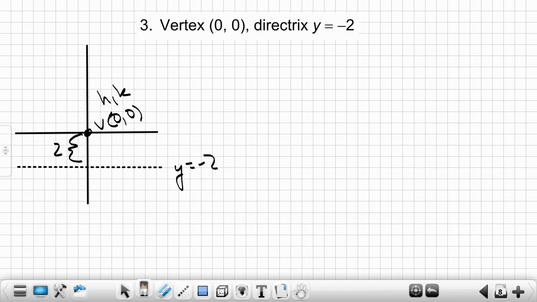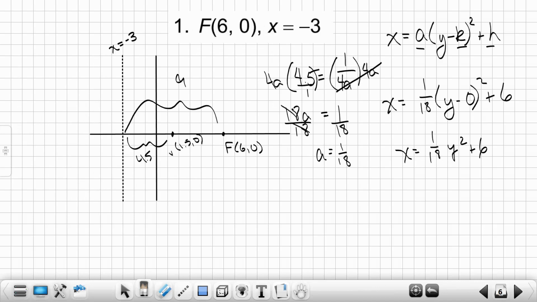Why on number 6 did we use the vertex for H and K? Like why is it +6? Why wouldn't it be +1.5? It should have been. I did it wrong then. Thank you, Cameron. I need to go back and use the vertex H and K. That's 1.5. She caught that I used 6. I used the focus by accident. I wasn't paying close enough attention. That should have been 1.5 for number 1.